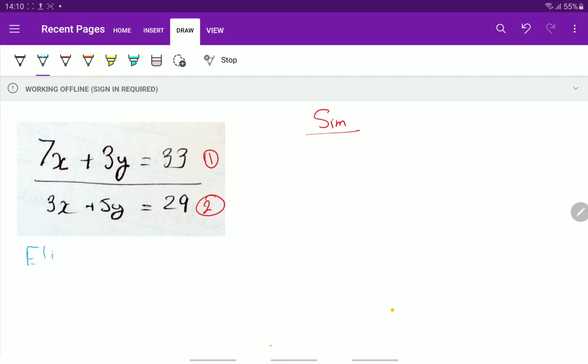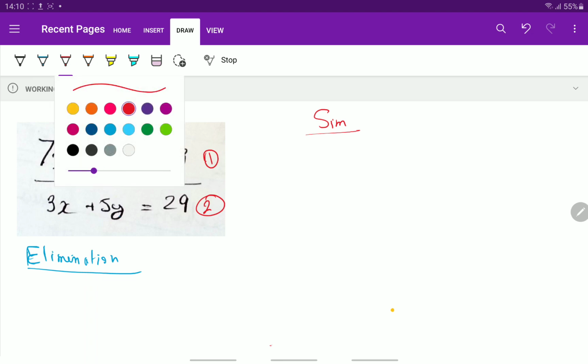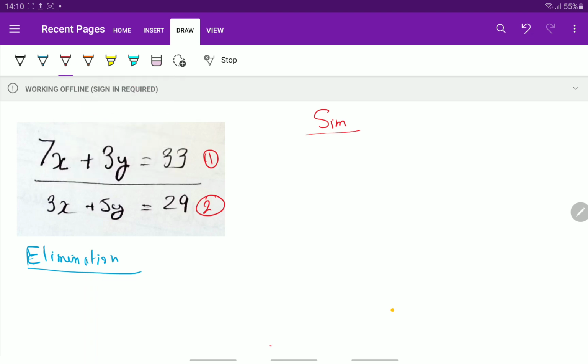There are three types of method that you can use, but my favorite is elimination, so I'll be teaching you the elimination technique. All you have to do in elimination is make one of the variables the same. Here we get to choose if you want to make the x variable the same or the y variable the same. It really doesn't matter. They're both the same amount of steps. So let's suppose we want to make the x variable the same.